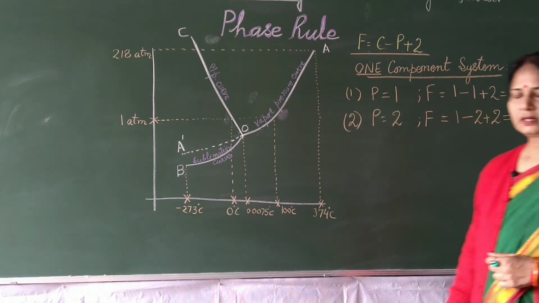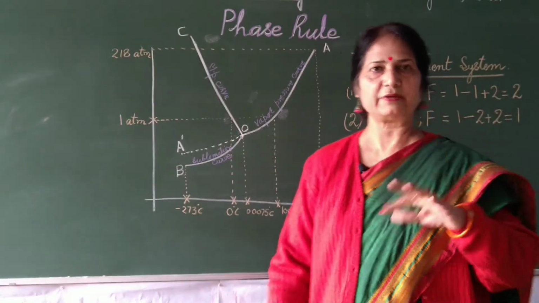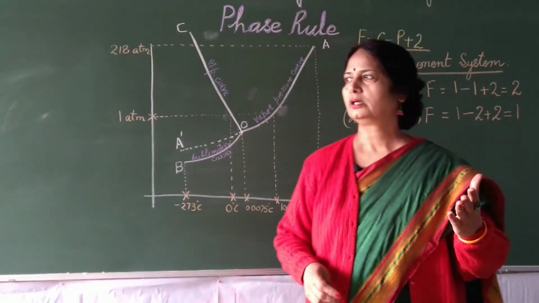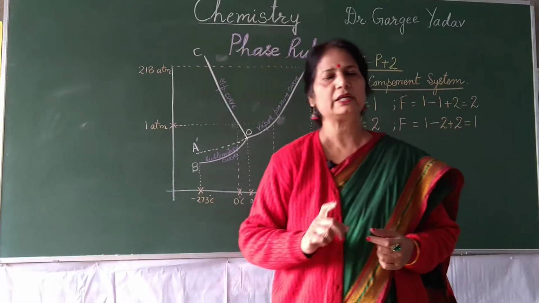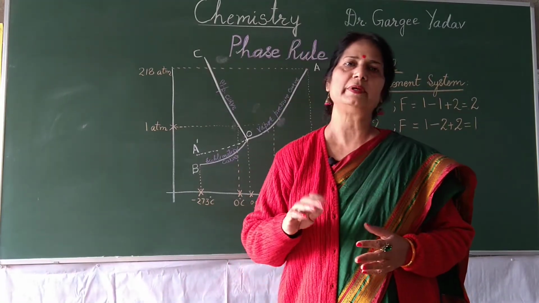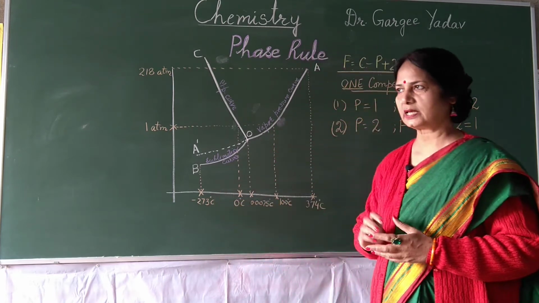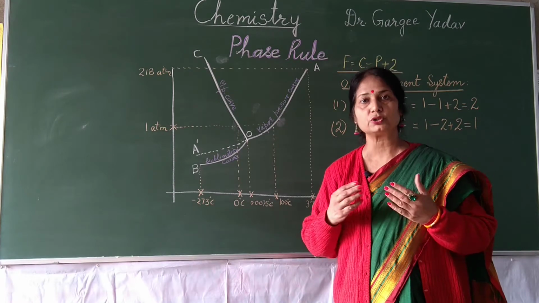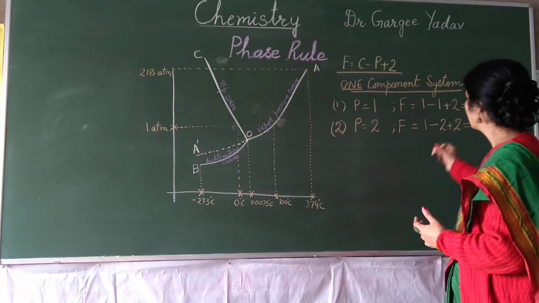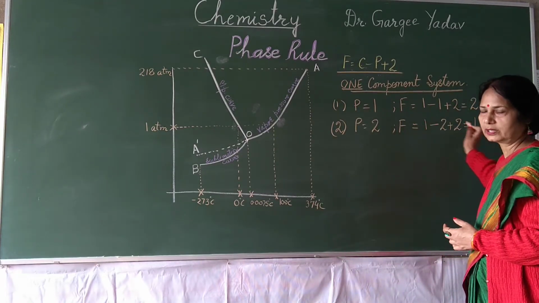This means that when we are taking pressure and temperature, as we will see in the water system, only one variable needs to be fixed, the other will be automatically fixed, and we say that the system is monovariant, or we can say that the system is univariant at this point when F is equal to 1.